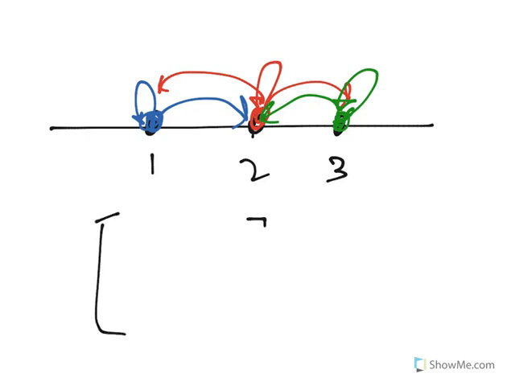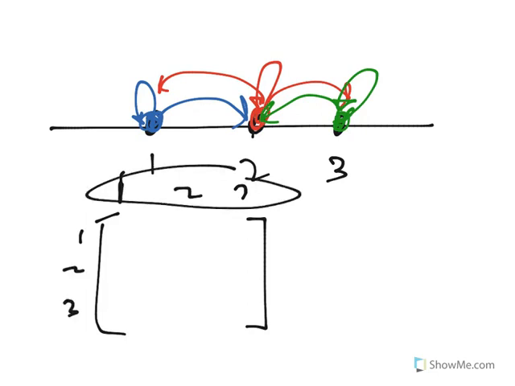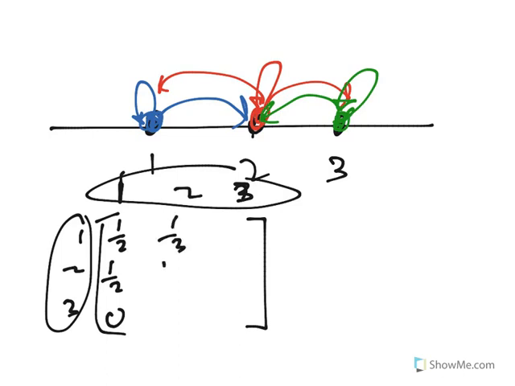So if I wanted to model this with a transition matrix, the columns are going to be where I am now, and this is where I'm going to move to. So if I'm at 1, there's a 50% chance I'll stay at 1, a 50% chance I'll move to 2, and no chance that I'll go to 3. If I'm at 2, there's a 1/3 chance of staying or moving left or right. And if I'm in position 3, there's no chance I'll get to 1, but there's a 50-50 chance that I'll either stay where I am or move.